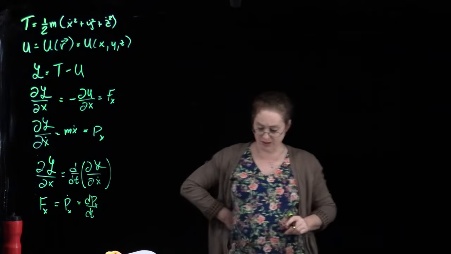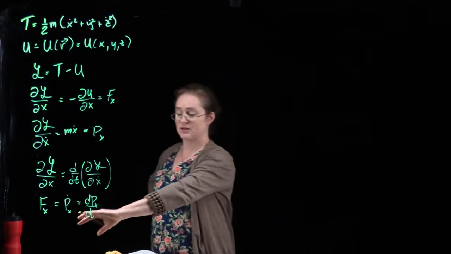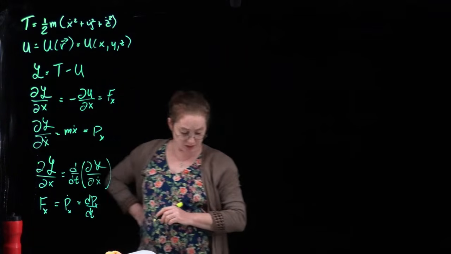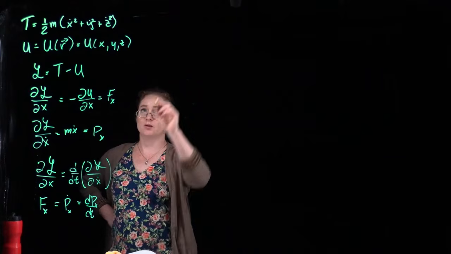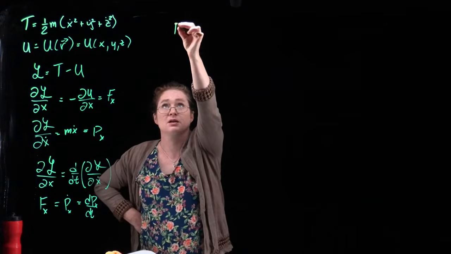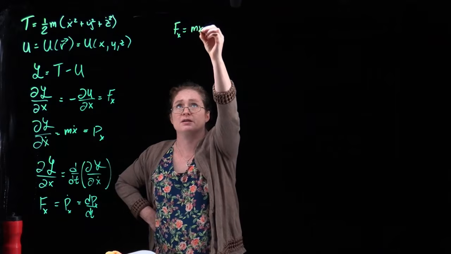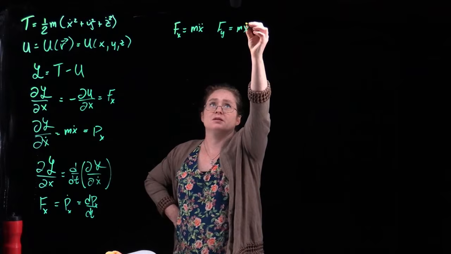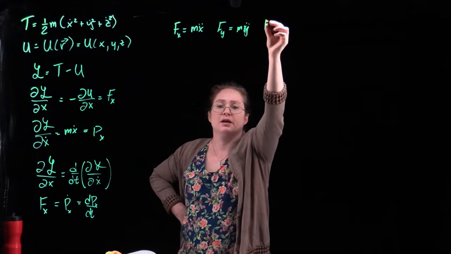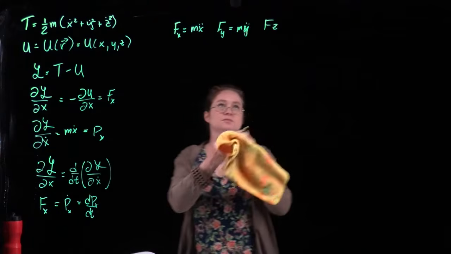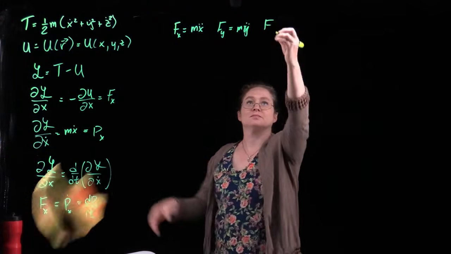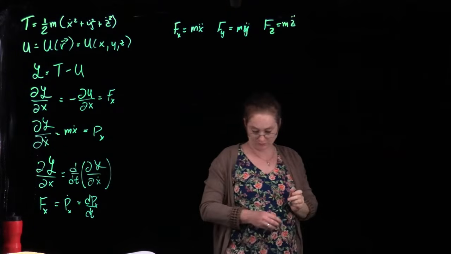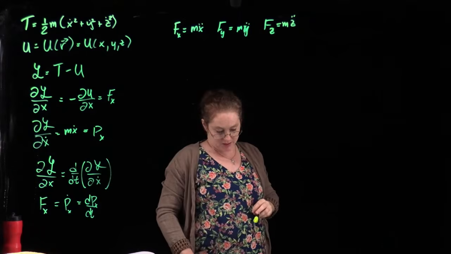So this is then, at least for the x direction, equivalent to Newton's laws. We can then write all three dimensions. Fx equals m x double dot, Fy equals m y double dot, Fz equals m z double dot.